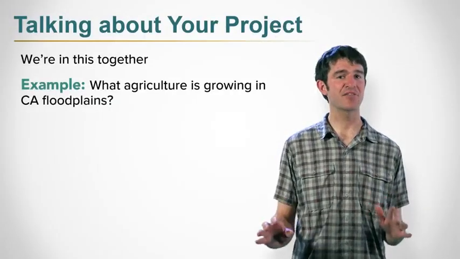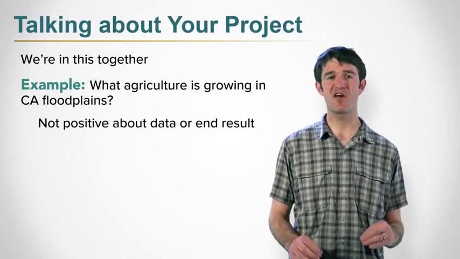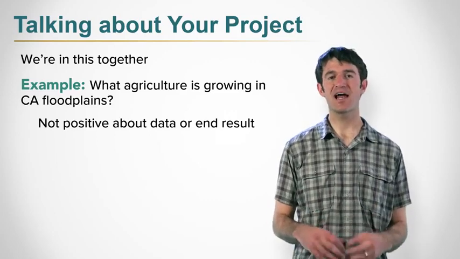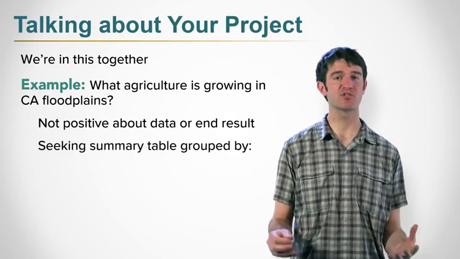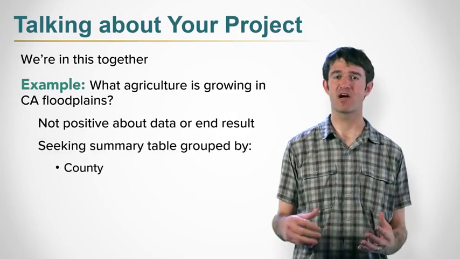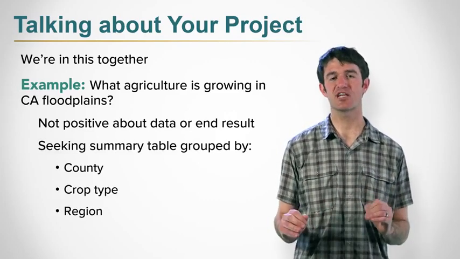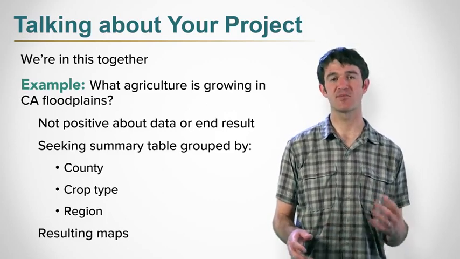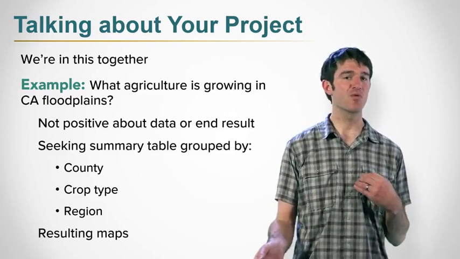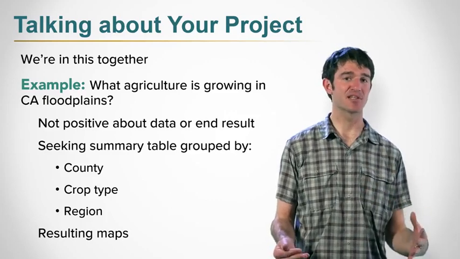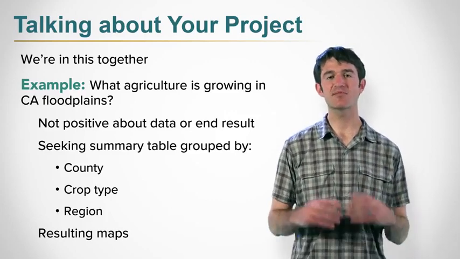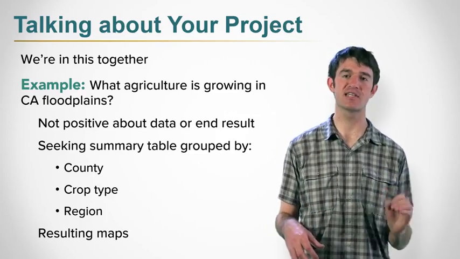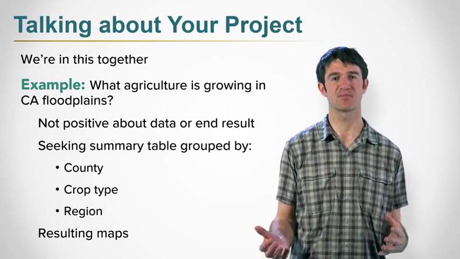Again, since I haven't gone through this yet, I'm not positive about what data is available and what my end result is yet. While I know that I'd ideally like a summary table of some sort, maybe grouped by county or crop type or region, and some resulting maps, I won't settle on an end product until I really know what data is available to me to start with. Sometimes you know where you need to end up and have to work backward instead, but in this case, we'll aim to summarize crop types in floodplains, and we'll figure out what options we have once we see the data available and can plan our analysis.